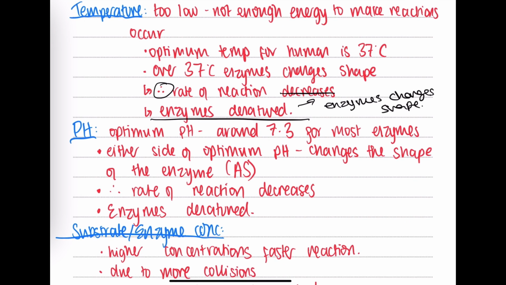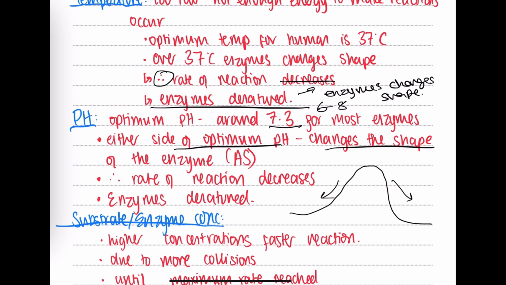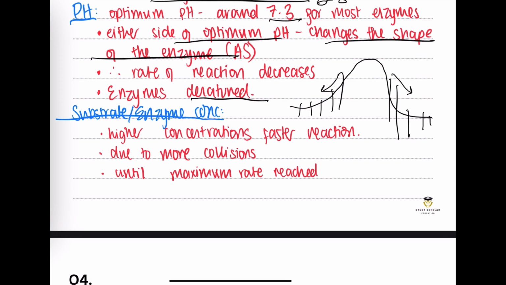So pH. The optimum pH for most enzymes is around 7.3, so around 6 to 8. Either side of the optimum, this is kind of how the graph would look. Either side, it will change the shape of the enzyme and make it denatured, just because it's not their optimum pH. So then again, the rate of reaction decreases because it's less likely for an enzyme-substrate complex to occur.